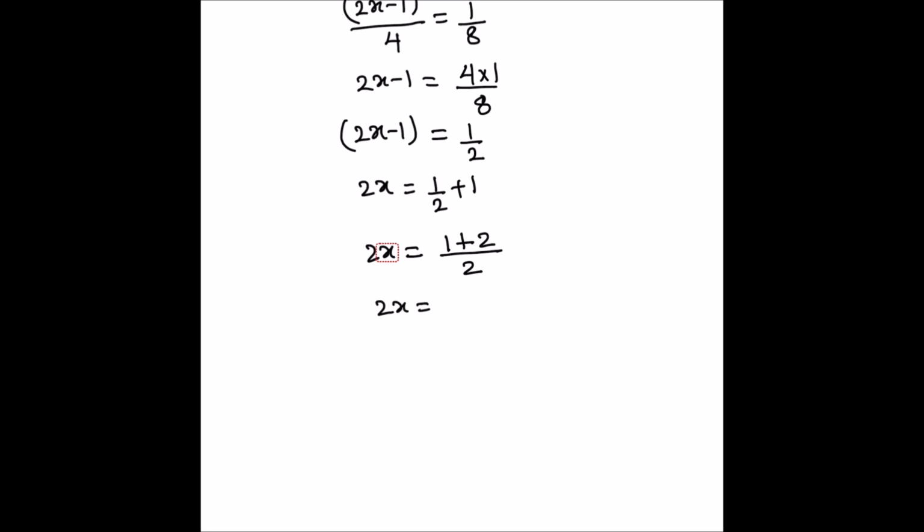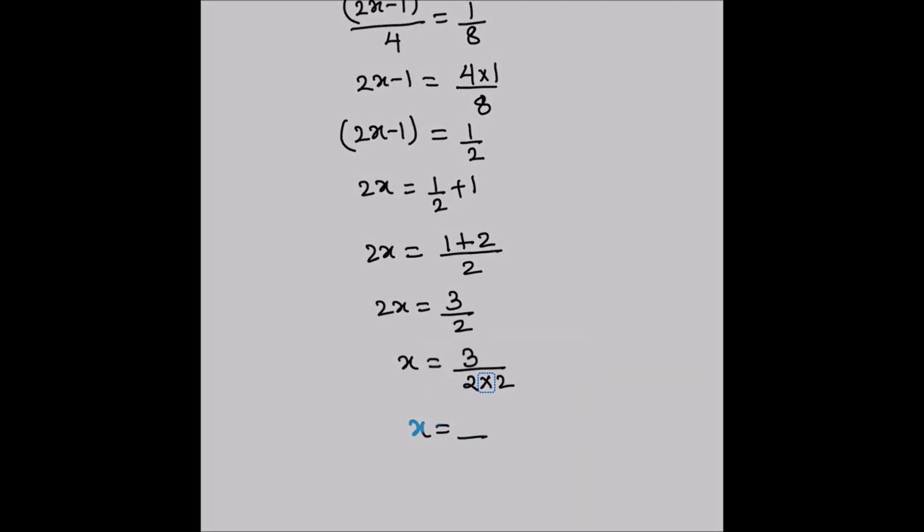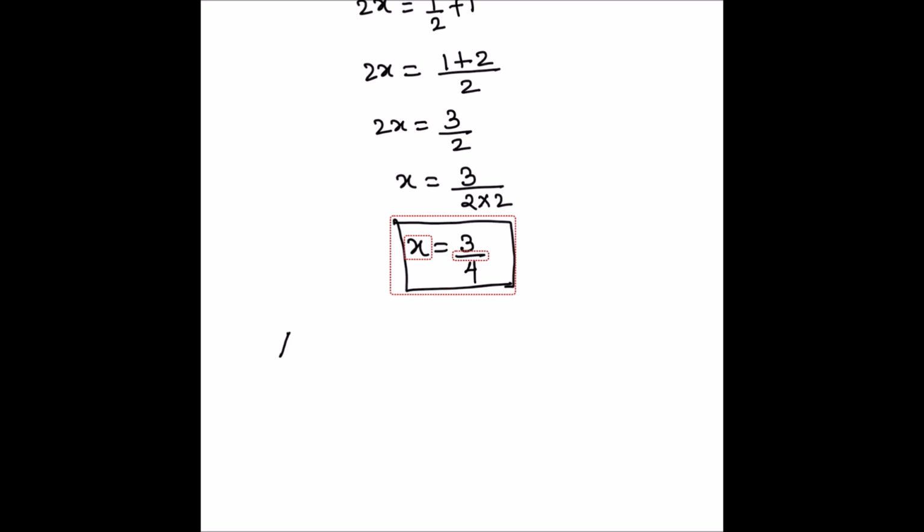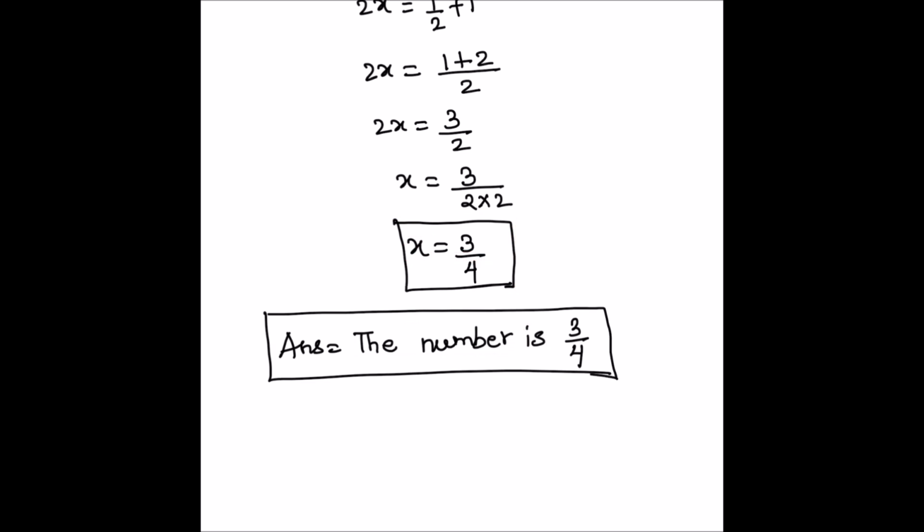So 2x equals 3 upon 2, or x will be equal to dividing both sides by 2 or transposing this 2 on the right hand side. So that's 3 upon 2 times 2. So x will be equal to 3 upon 4. One number comes out to be a fraction, which is 3 upon 4. Final answer will be, the number is 3 upon 4. This is our final answer. We are going to box the answer, and this is how, by using linear equations, we can find the value of x and find the number.